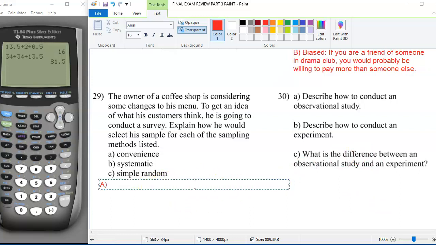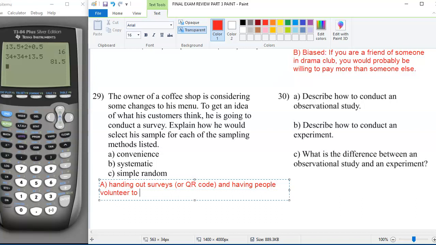Okay, all right, now we're talking about a coffee shop, and the coffee shop is considering changing the menu, but they want to know what people think. So let's explain. What would a convenience sample look like? That would be like handing out surveys, or maybe like a QR code, and having people volunteer to fill out the survey. That's convenience. You're basically just saying, hey, if you want to fill this out, would you please fill this out? You're not really going over a way of randomly picking people. You're really just saying, hey, would you like to fill this out?